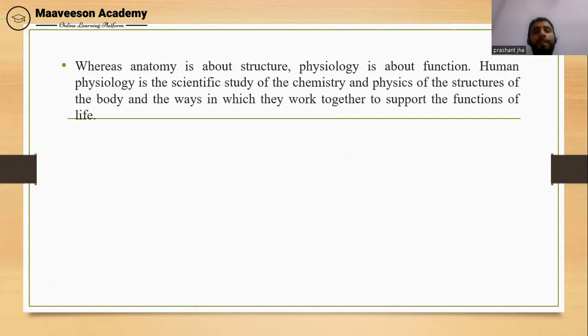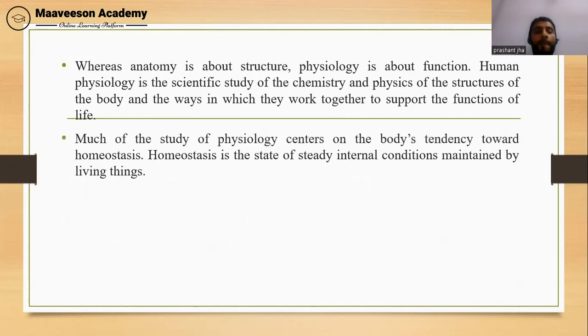Whereas anatomy is about structures, physiology is about function. Human physiology is the scientific study of the chemistry and physics of the structures of the body and the ways in which they work together to support the functions of life. Much of the study of physiology centers on the body's tendency toward homeostasis. Homeostasis is the state of steady internal conditions maintained by living things.